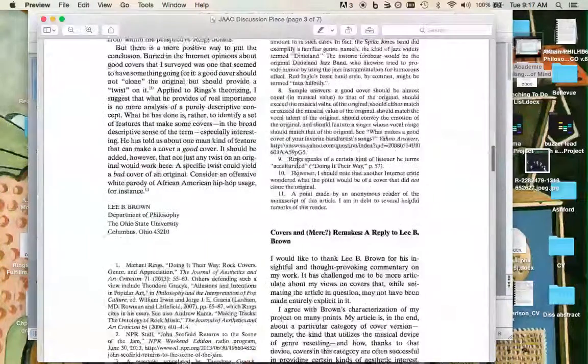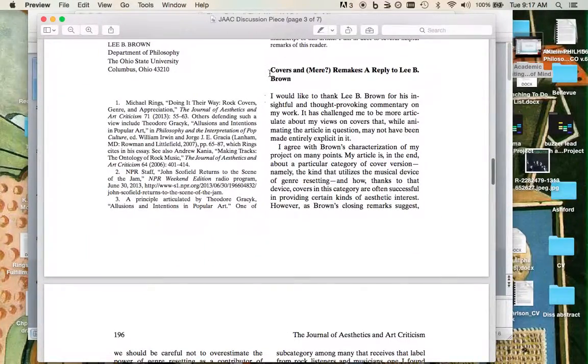And I then had the chance to respond back to him. So the journal contacted me and let me know about Brown's piece and said, we'd like to invite you to write your own response and we'll publish that in the same issue. So here we have the back and forth continuing, and here's my response to him.